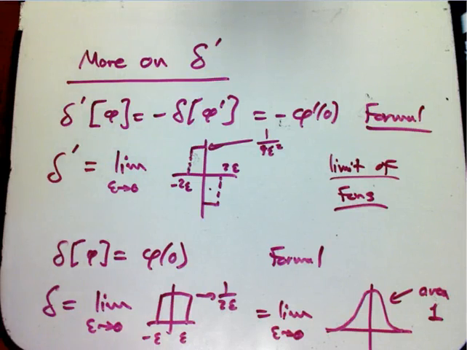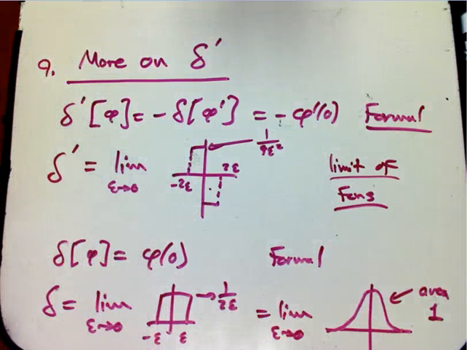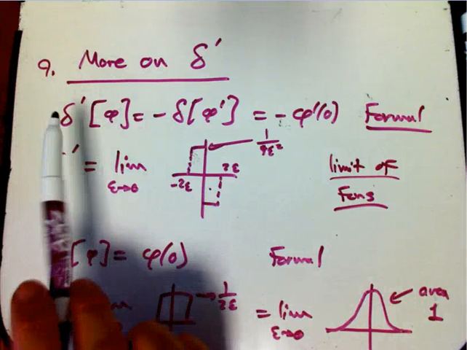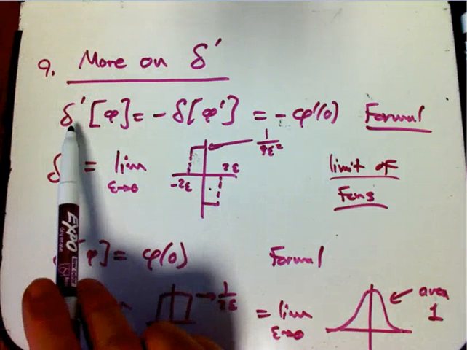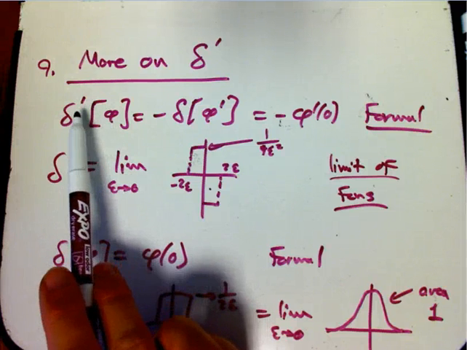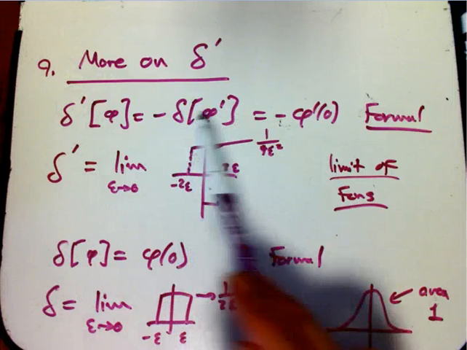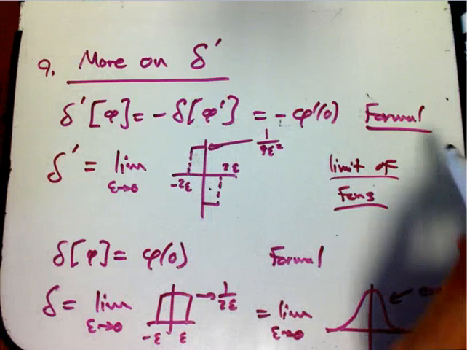Let's think more about the derivative of the delta function. This is number 9. I want to lay out what I'm thinking about, what's behind number 9. We've got the formal definition of delta prime. When it acts on a test function phi, by definition of differentiating a distribution, that's minus delta on the derivative of phi, and therefore it's minus phi prime of 0. That is super, super useful.